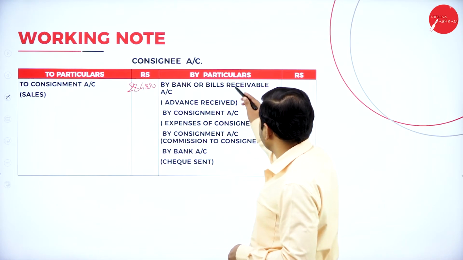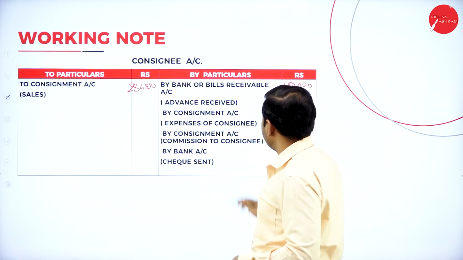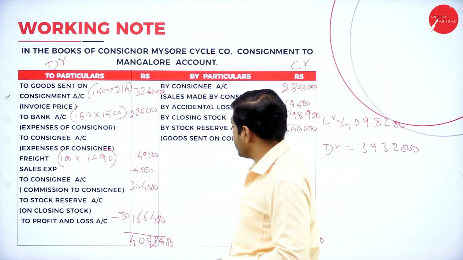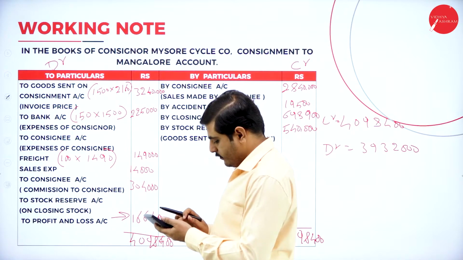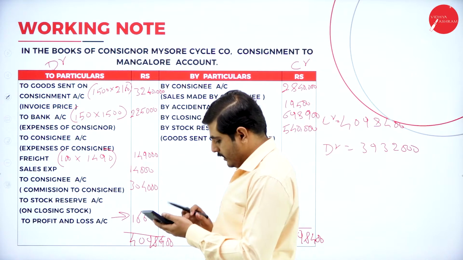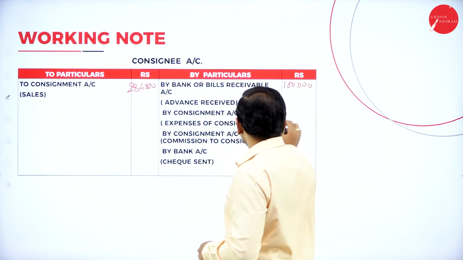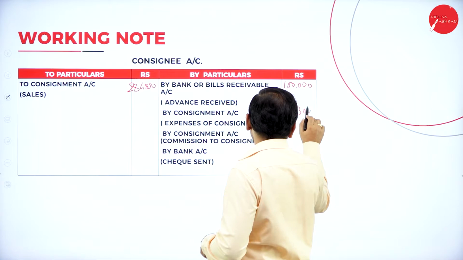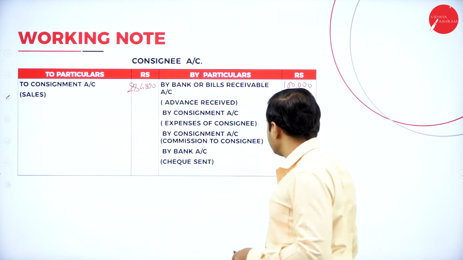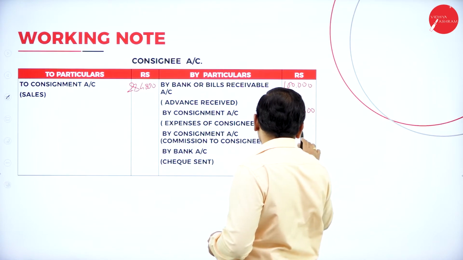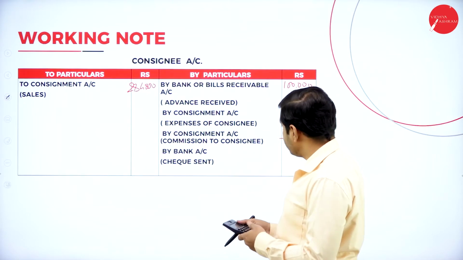So, what are the amounts he will deduct? First one, 1 lakh rupees is security deposit. Again, his expenses. So, what is his expenses? Here 14,000 plus 1,49,000 is 1,63,000. His expenses is 1,63,000. Again, his commission. What is his commission? 3,04,000 is commission. So, he will deduct his commission. Remaining amount is transferred to consignor bank account.